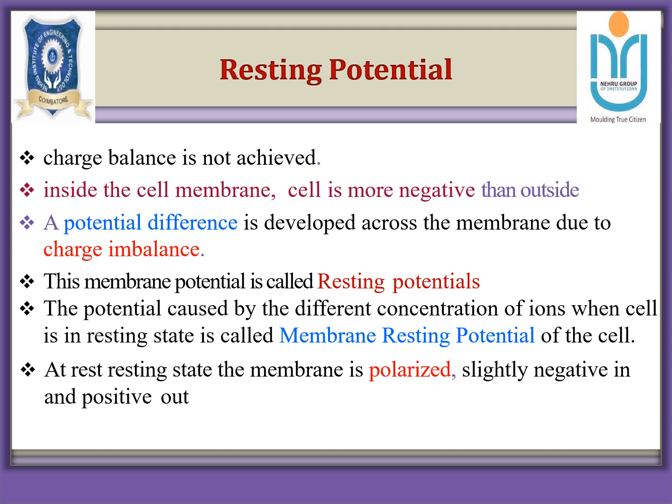So this potential is caused by different concentration of ions when the cell is in resting state. When a cell is in the resting state, you will find more potassium ions inside and fewer potassium ions outside. So the charge is negative inside the cell; you will find more negative ions inside and more positive ions outside. So the cell is slightly polarized in nature because in its resting state it contains more negative ions. So a cell is called polarized.